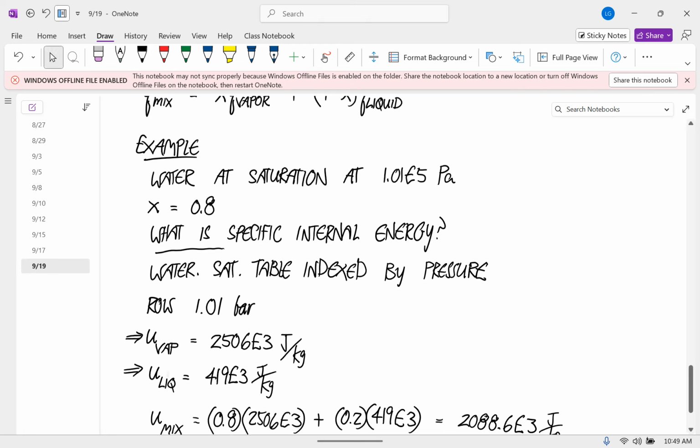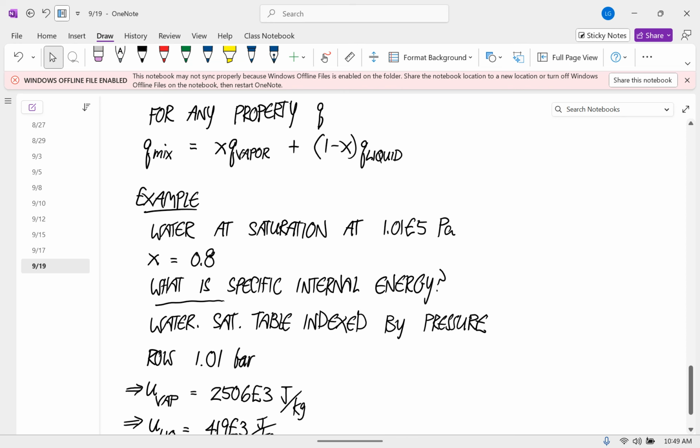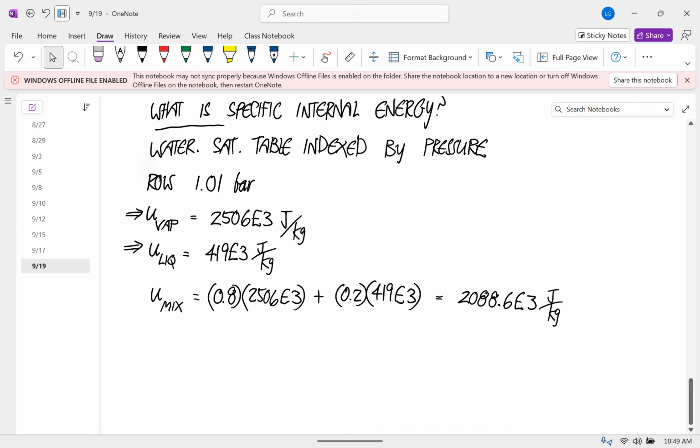You can also use that equation backwards. If you happen to know that your mixture has a specific internal energy of 2656 times 10 to the third, say, you can plug it into this equation where you know these two values. The unknown this time is x, and you just solve for that quality. We'll use that later on in the class. That'll be really important to us.